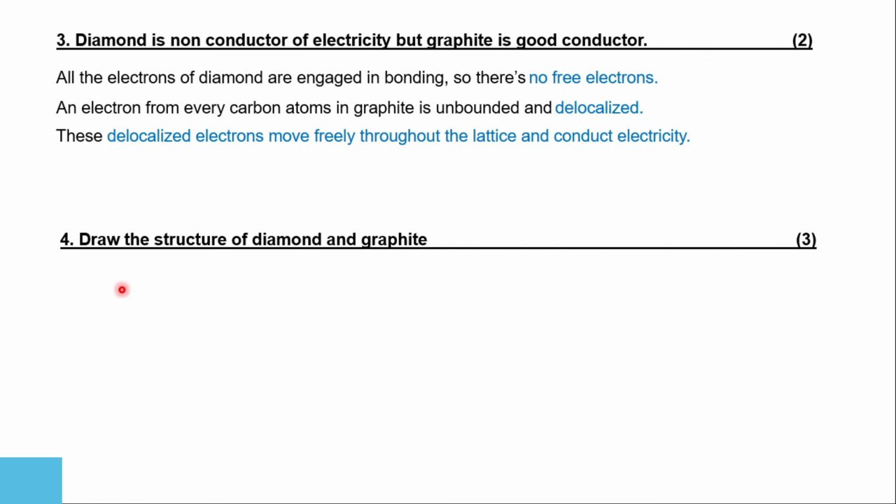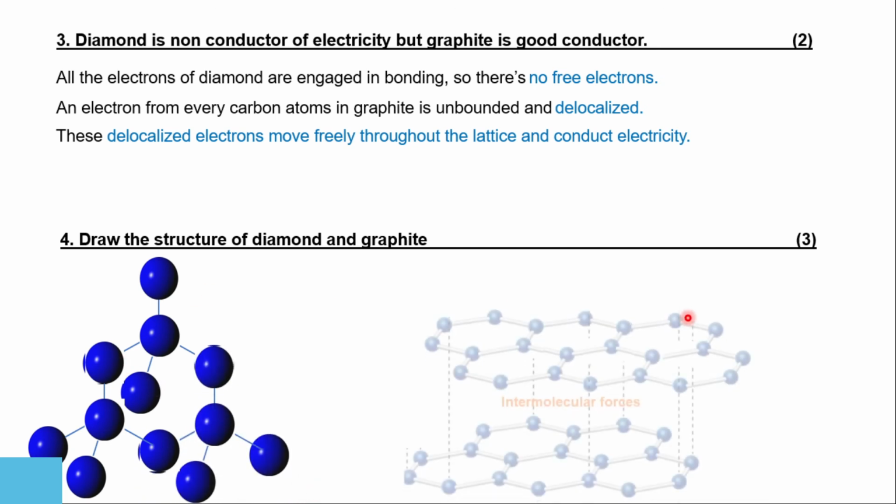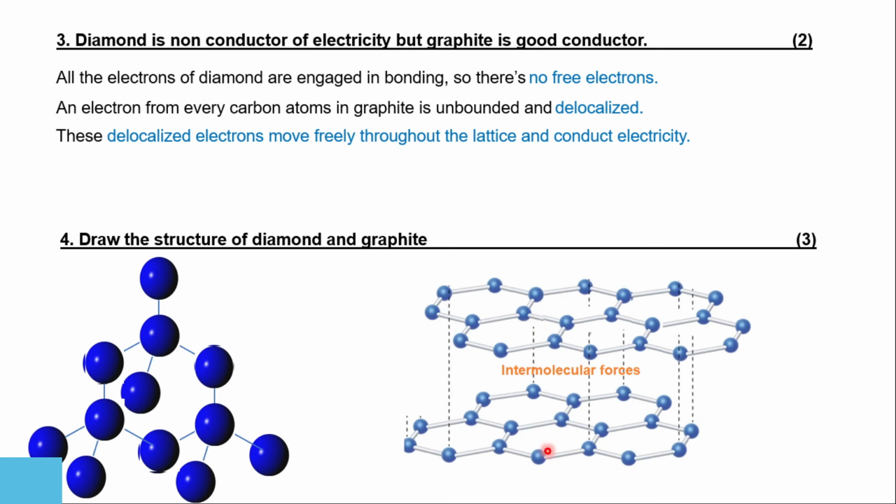And then draw the structure of diamond and graphite. For drawing this, you cannot draw the whole diamond or graphite structure. You need to draw just 3 or 4 unit structures together. This is 1, 2 together, another is here. This is enough. And for graphite, you need to draw 2 layers at least. In every one of the layers, there should be at least 3 hexagons. And this is a good diagram.